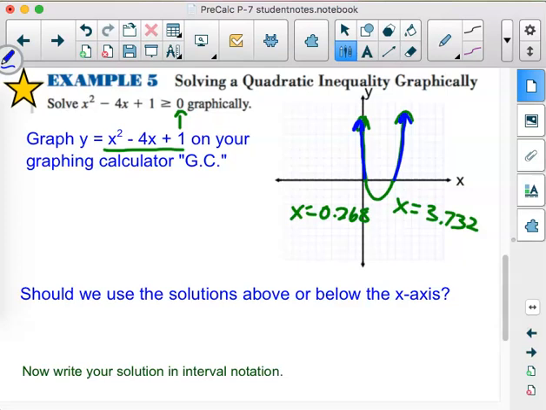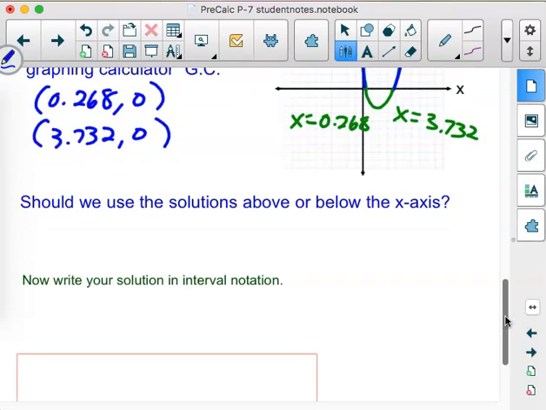So I have my 2 zeros, just so it's really super clear to those who are maybe watching the video, by using my graphing calculator. And in the blue it says, should we use the solutions above or below the x-axis? Well, if we're talking about greater than or equal to, yeah, we need above. We need it higher. So this is going to be an or situation.